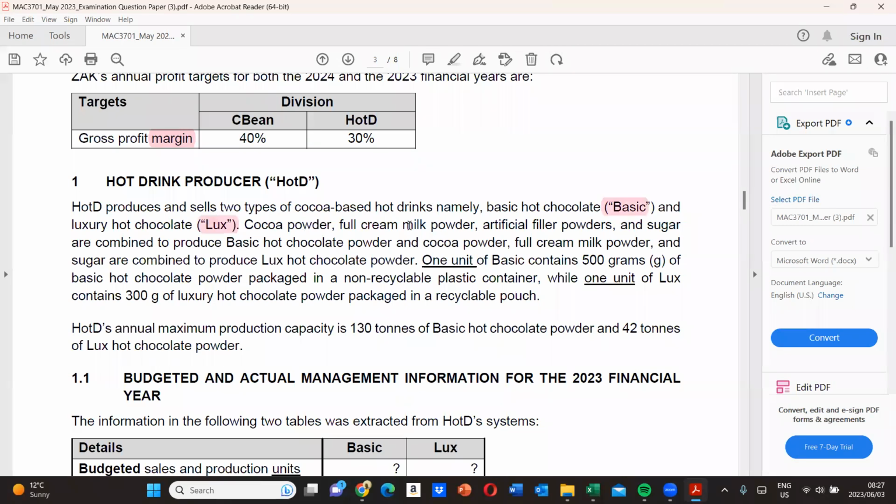Cocoa powder, full cream milk powder, artificial filler powders, and sugar are combined to produce basic hot chocolate powder and cocoa powder. Full cream milk powder and sugar are combined to produce luxe hot chocolate. 1 unit.